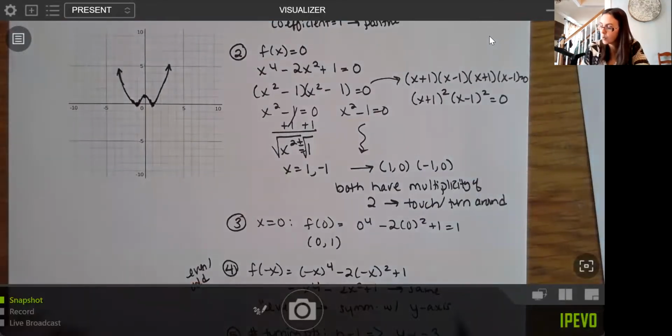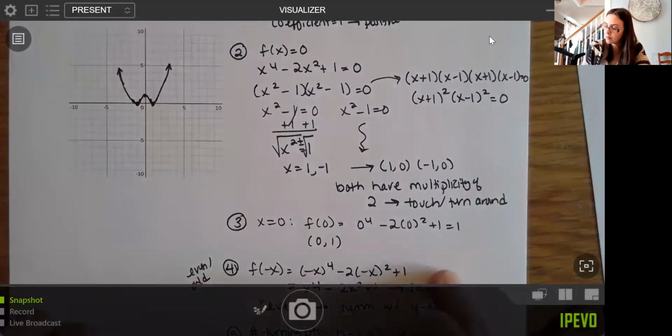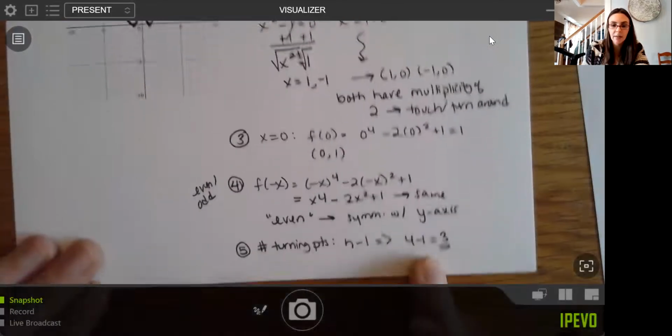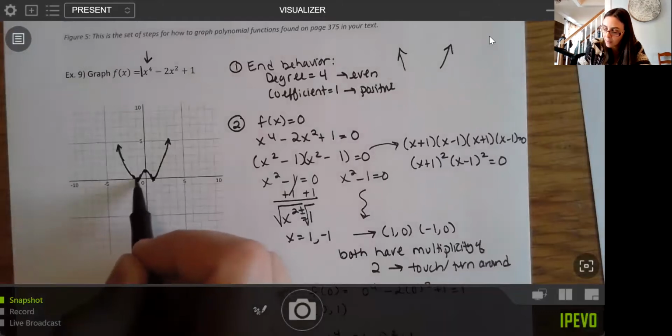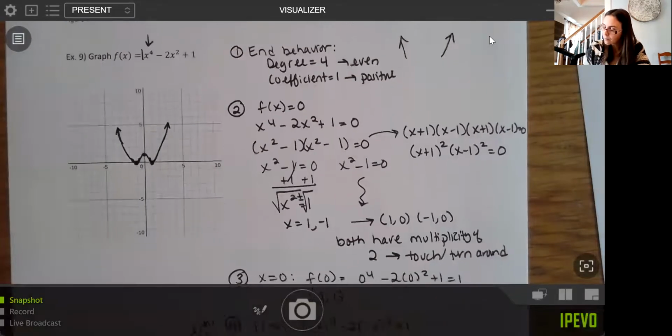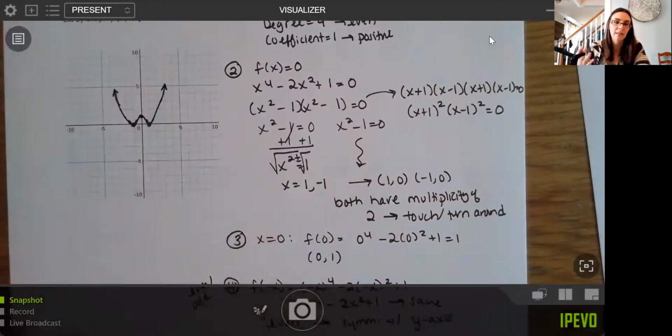I know I can have at most 3 turning points from this last piece down here. And notice that I have 3. I have a min, and a max. And I do have symmetry with the y-axis. So I have a general graph here.